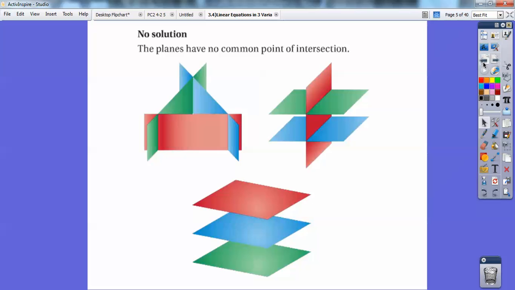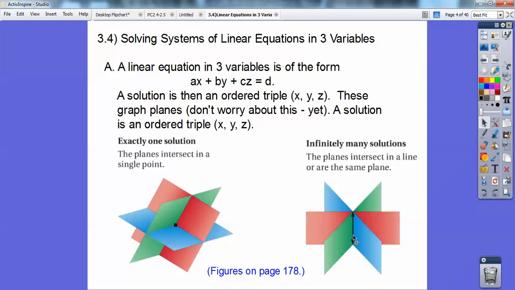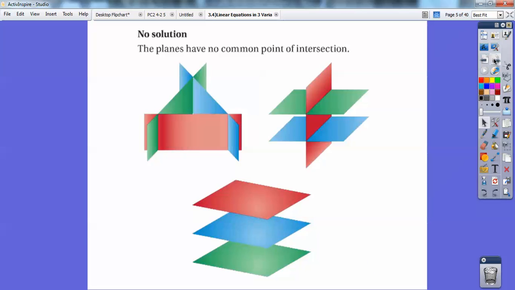That's when you run into something funky like 0 equals 2 or something like that. When you get a result like 8x plus 5y equals 8x plus 5y, you get the same thing on both sides of the equal sign. So that's when there's infinitely many solutions. All right, and I have an example of two of those anyway.